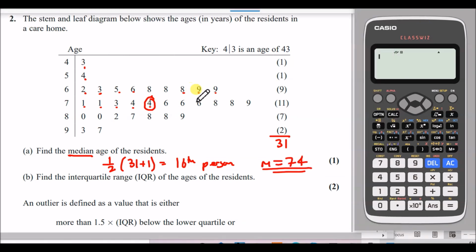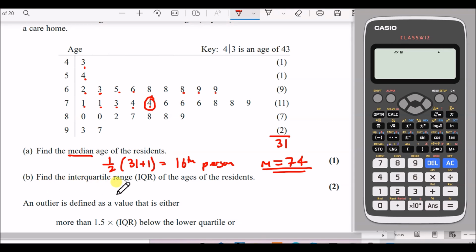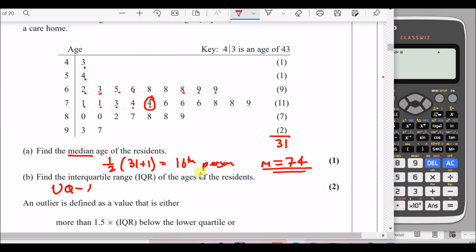Easy. Now for B, find the interquartile range of the ages of the residents. Well, the interquartile range is simply the difference between the upper quartile and the lower quartile. Now to work out the upper quartile, we have to find the third quarter of this group. Just like in the first case, we said it's 31, so we add 1. So we need to find 3/4 of 32. Well, that's going to give us 24. So we're looking at the 24th person. Likewise, the lower quartile is just the first quarter of 32, and that is the 8th person.